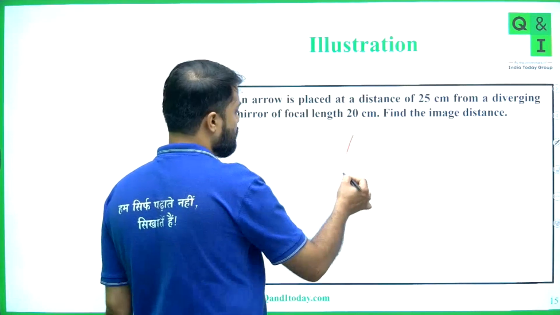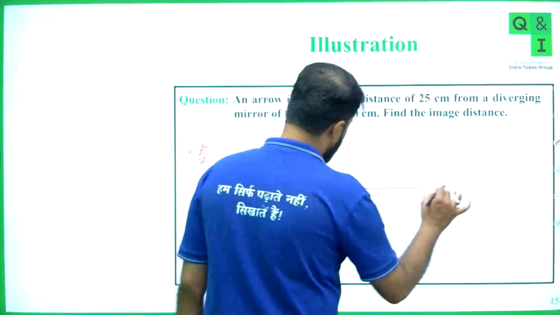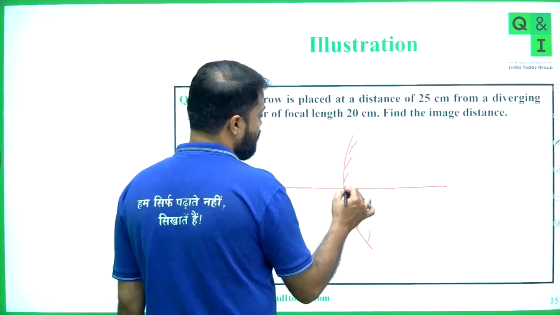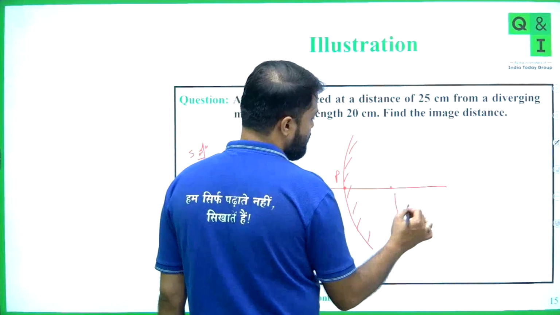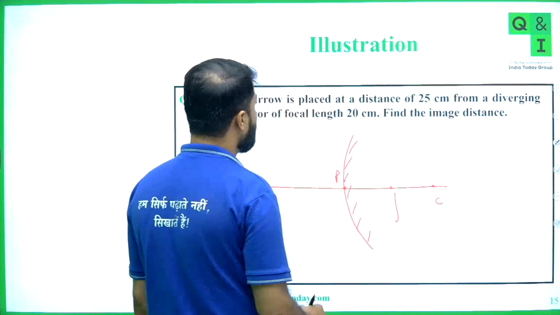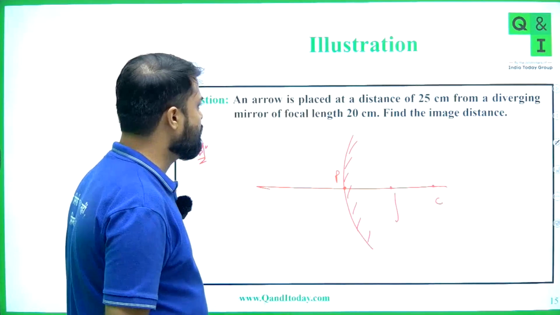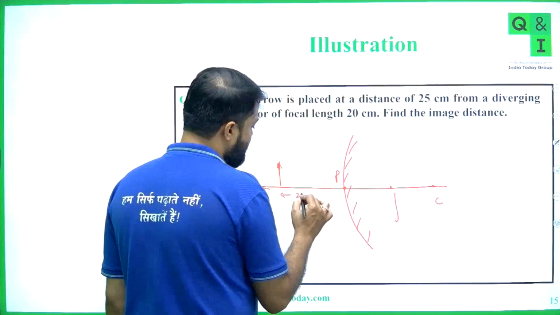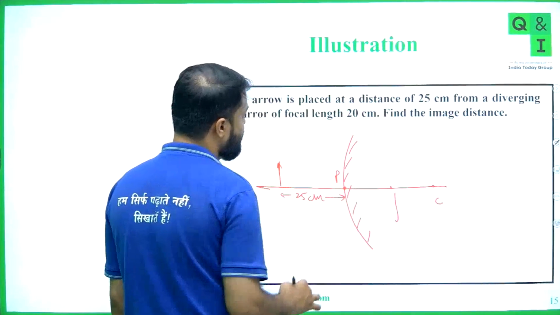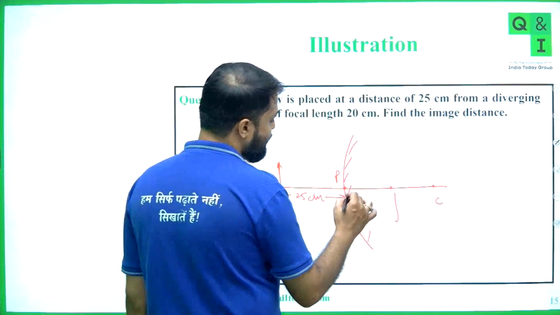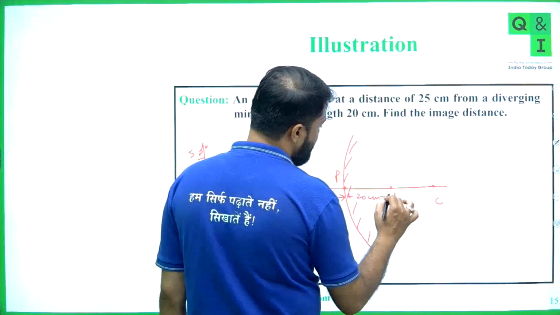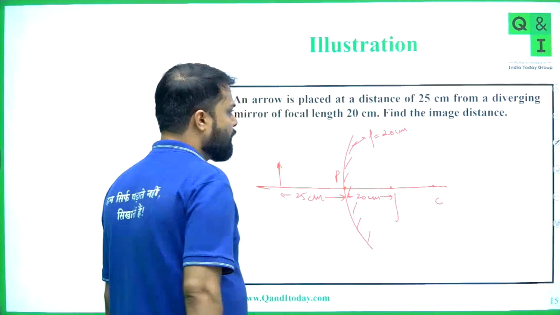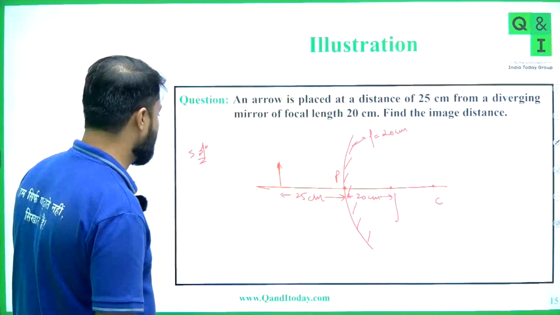so let's say this is our convex mirror. Now this is the pole, this is the focus, this is the center of curvature. Now, given an arrow is placed at a distance of 25 centimeter from the mirror of focal length 20 centimeter. We have to find the image distance. That means we have to find V.